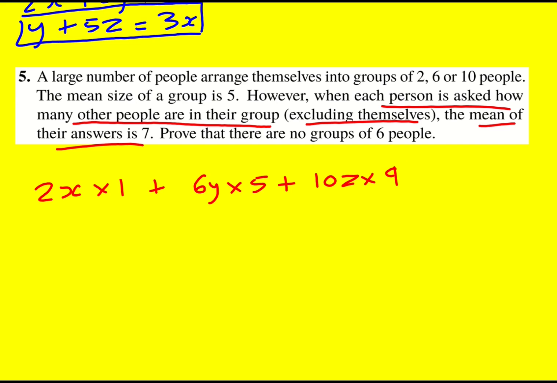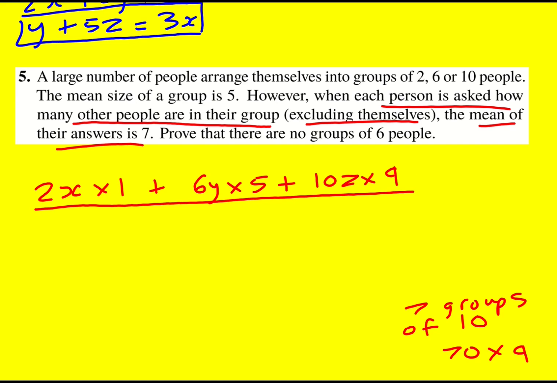Let me just do a little numerical example for this particular bit. So let's say we had, I don't know, 7 groups of 10. Then each of these people would say 9, but there's 7 groups of 10, so 70 of them are saying 9. So the total that they would say, if you added them all up, would be 70 times 9. And that's what I've done here.